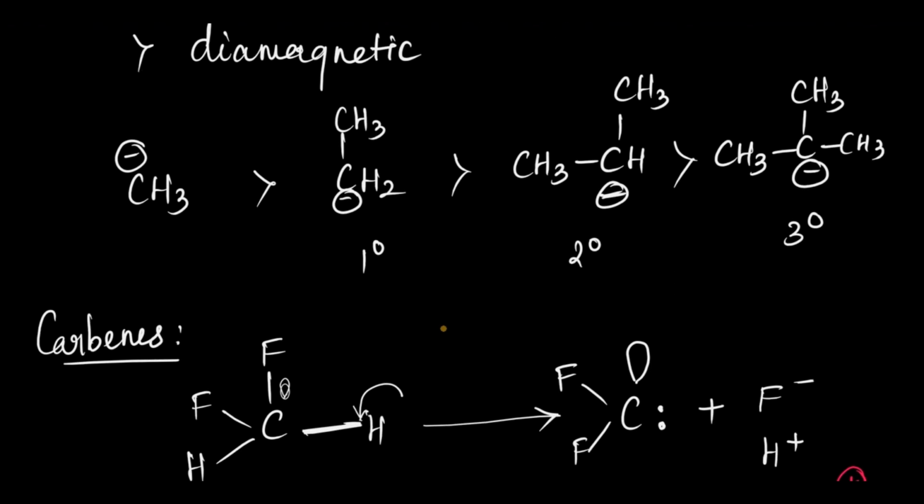And the stability is just the opposite. Already this is electron rich. If an electron donating group is giving more electrons, it makes it less stable, right? So that's why methyl is most stable, and then comes primary, then secondary, then tertiary, just opposite to carbocations.